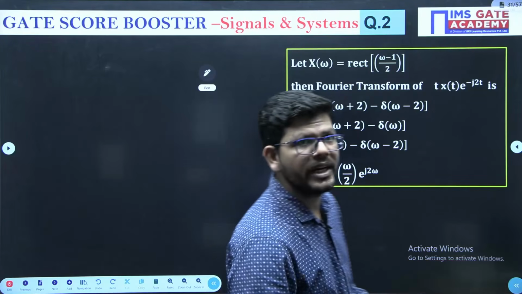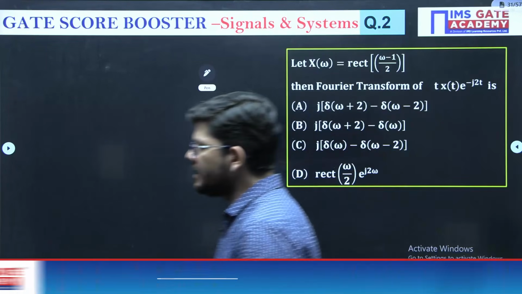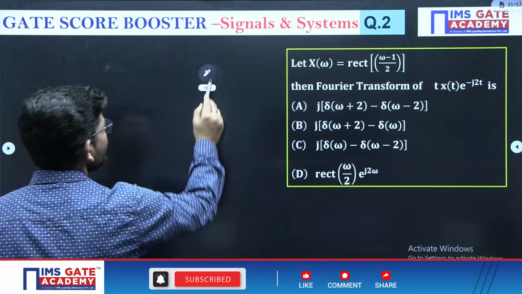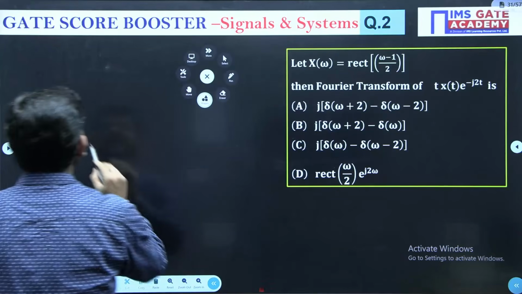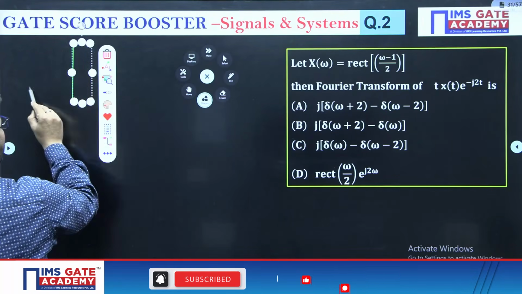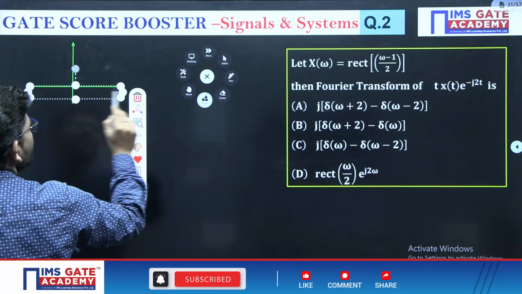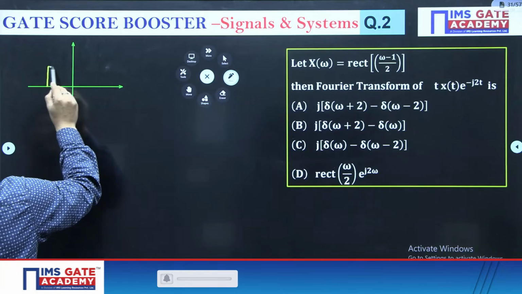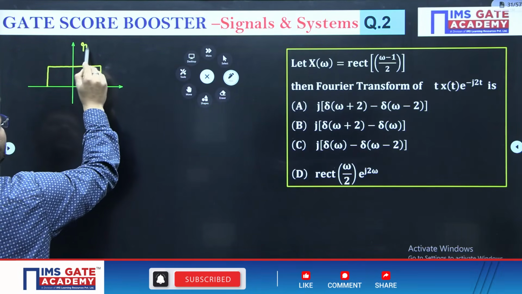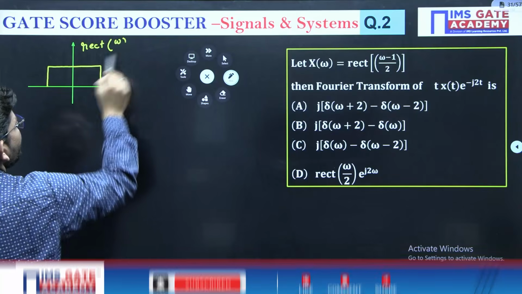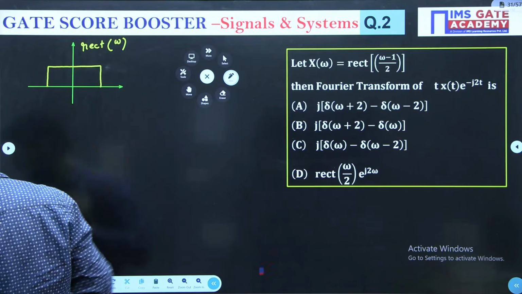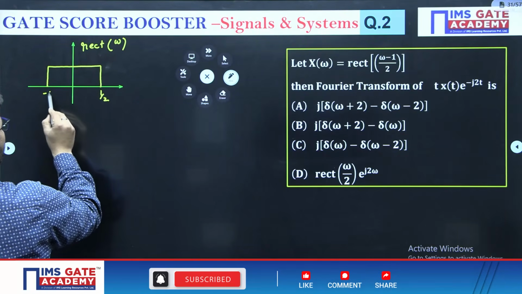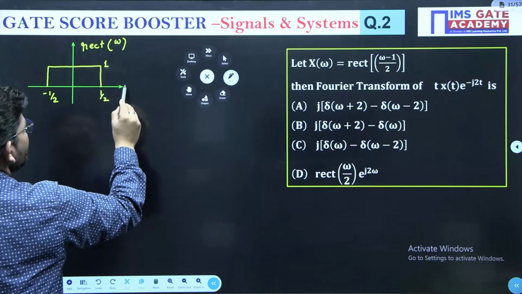Okay, so we have been given a Fourier transform which is a rectangular pulse in frequency domain, right? Rect of omega minus 1 by 2. So first of all, get this signal. Rect of omega minus 1 by 2. If I draw the signal rect of omega, so see, this is rect of omega, just omega, right? So it is 1 by 2 here and minus 1 by 2 here, and the magnitude is 1, correct?